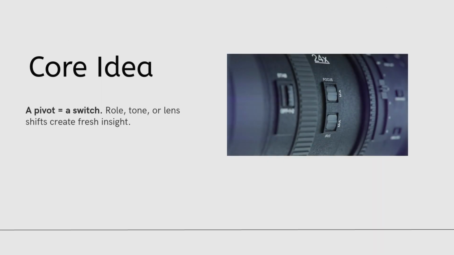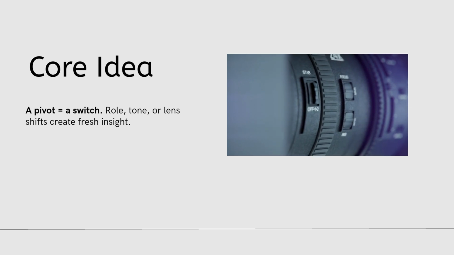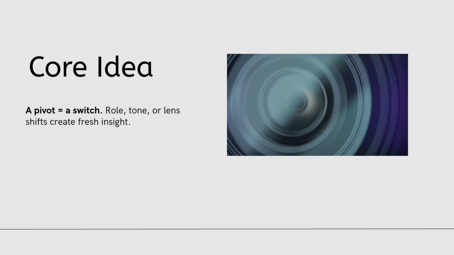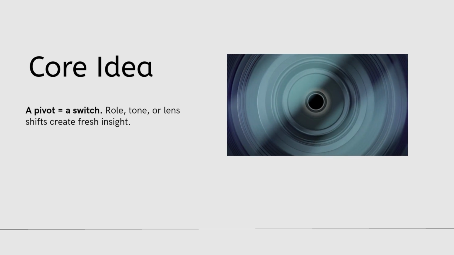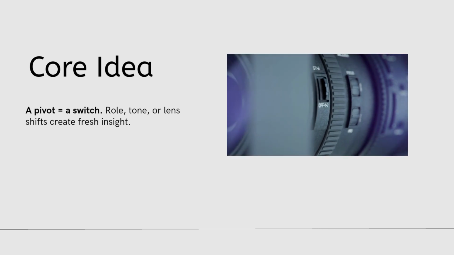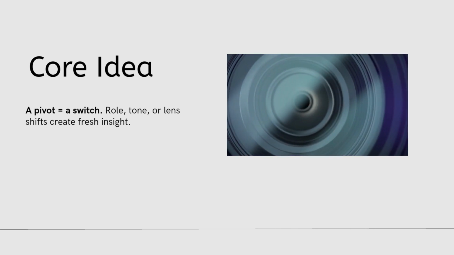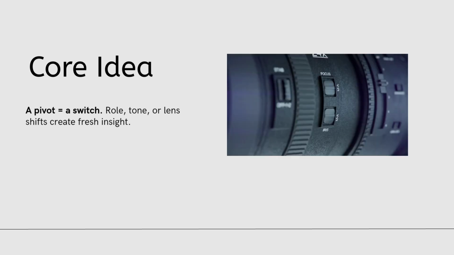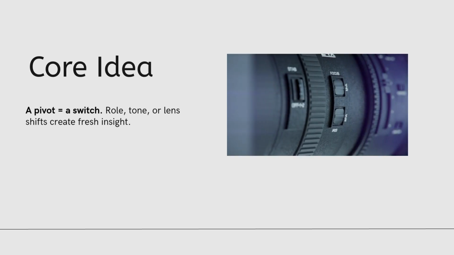The core idea of pivot prompting is that a pivot is simply a switch. You change the role, tone, or lens, and the AI shifts with you. Think of it like a courtroom. A lawyer challenges a witness to reveal new details. Or in a meeting, a devil's advocate pushes back to test assumptions. That switch in angle creates clarity and unlocks richer perspectives.